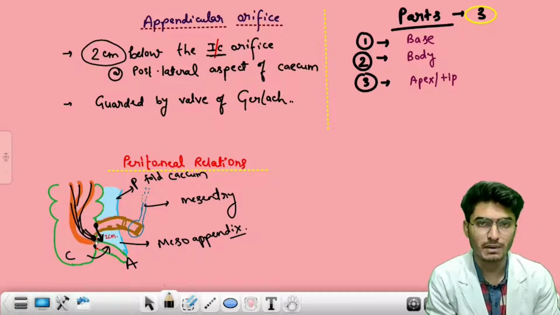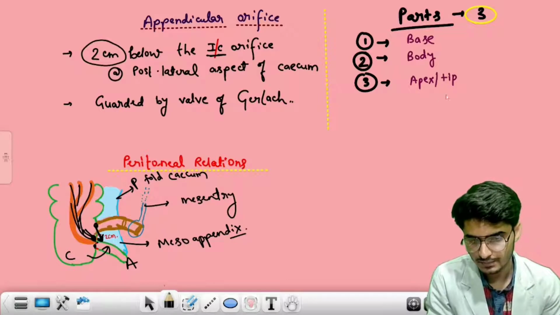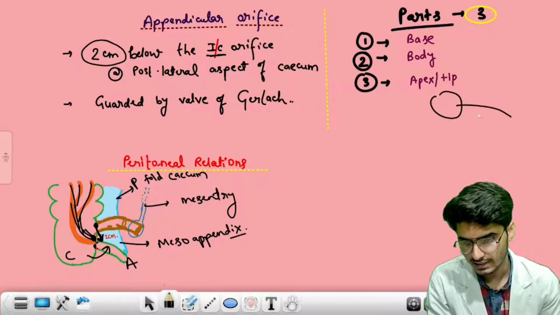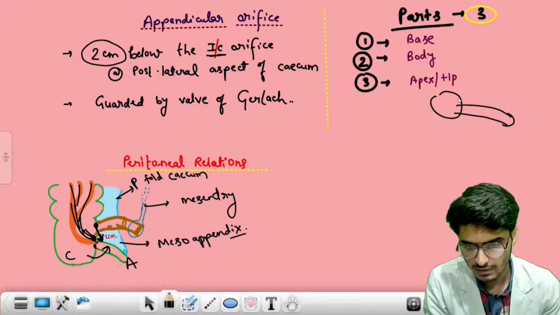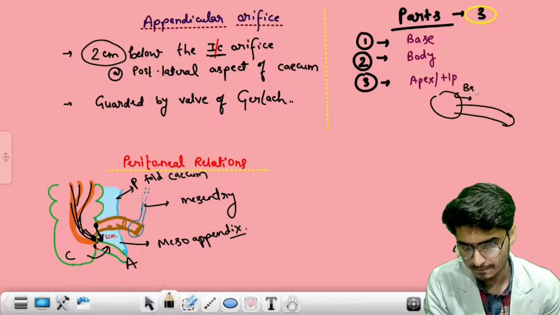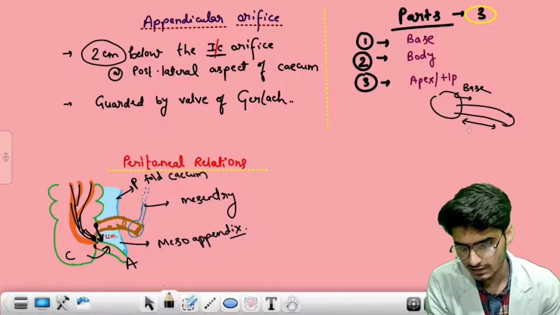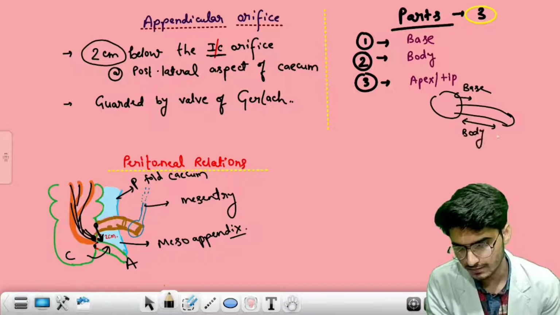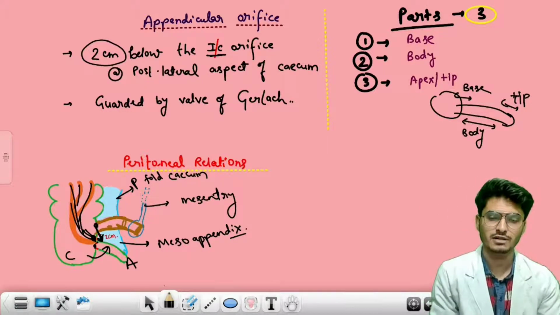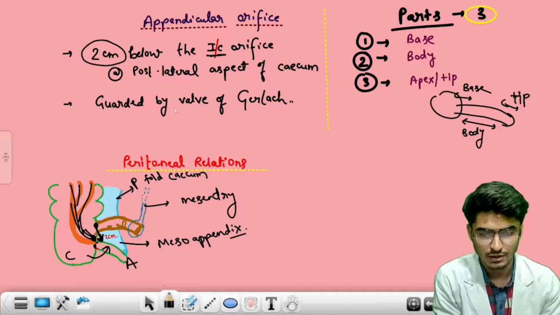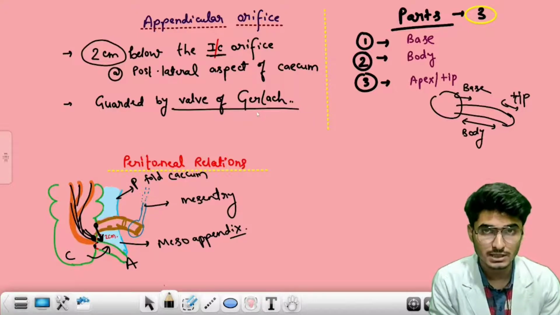So what are the parts of the appendix? That is the cecum and that is the appendix. We have 3 parts: this part is the base, this part is the body or corpus, and this part is the tip. We also have a valve called the valve of Gerlach, present at this orifice to guard it.